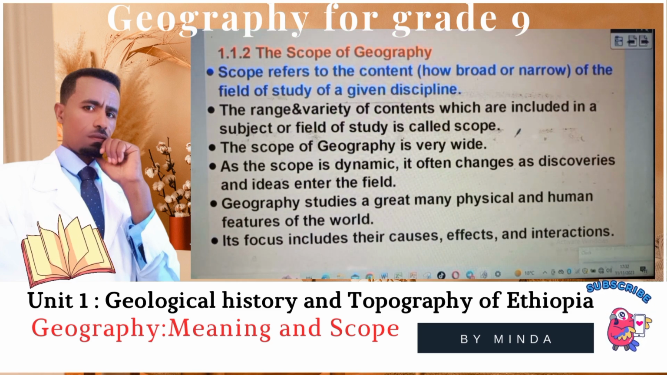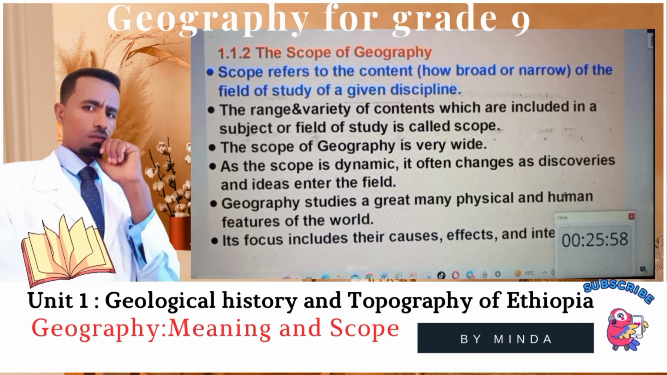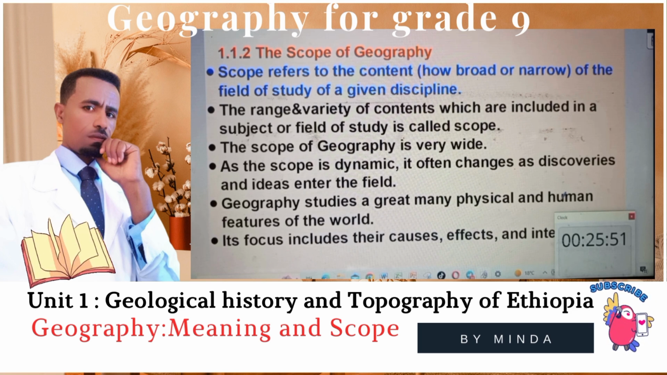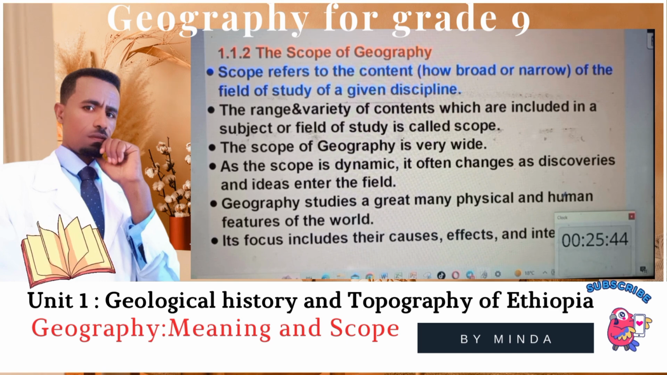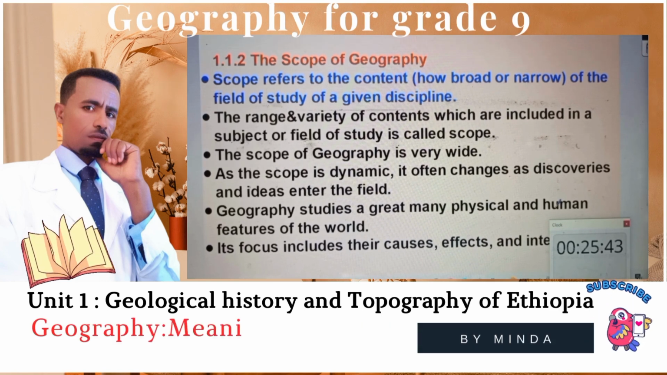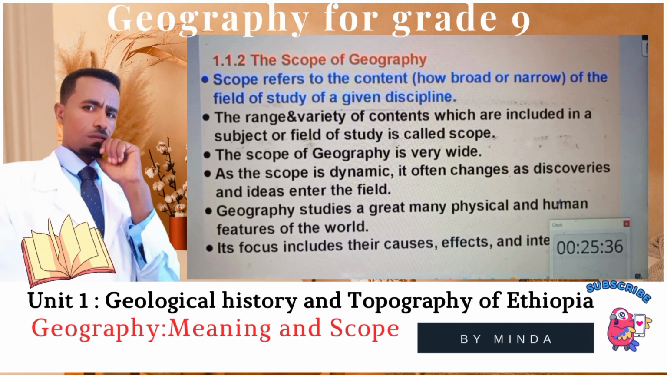Okay, now let us see the scope of geography. So what is scope? First of all, we have to define the meaning of scope in order to understand the scope of geography. Scope refers to the content, which means how broad or how narrow the field of study is.